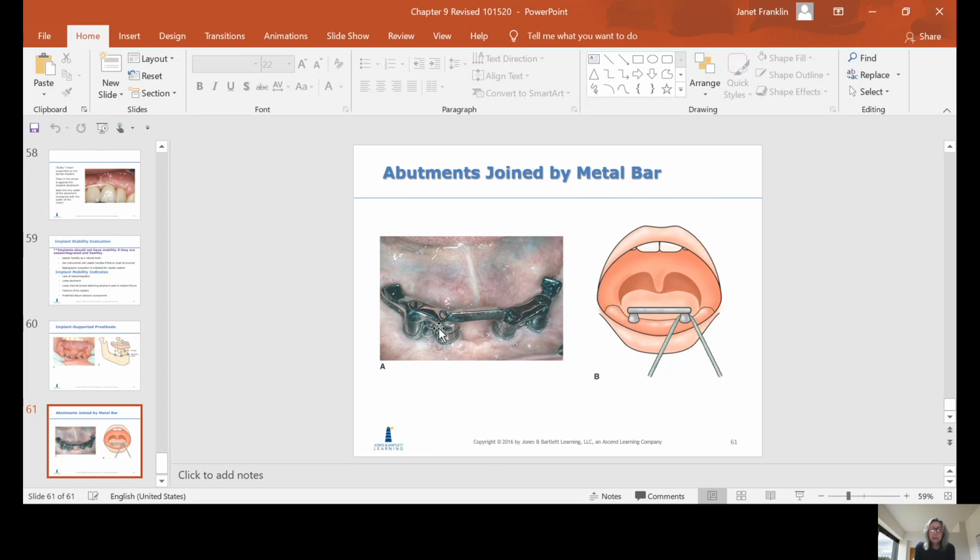Oftentimes they will join those implants with what they call an implant bar. And so this piece of metal, and you can see the screws at the top of each implant. So this is the implant abutment down here. And rather than putting a fixed crown on the top, they've put this implant bar. And what's going to happen is the denture is going to sit over this, and it's going to snap over this bar in a few places to keep it supported onto the implants.